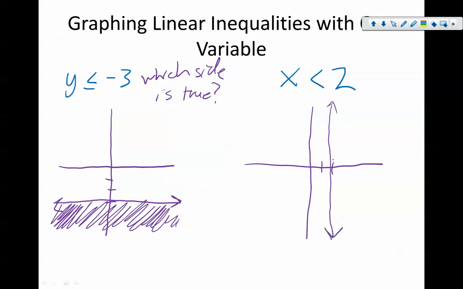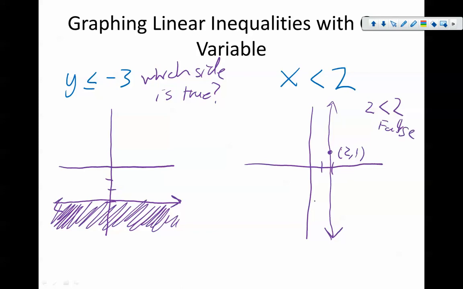What about the points on this line? If x is equal to 2, let's take this point right here and see if that's a true statement. This is (2, 1), right? If I plug in 2 for x, I get 2 is less than 2. Is that a true statement? No, it's not. This is false.